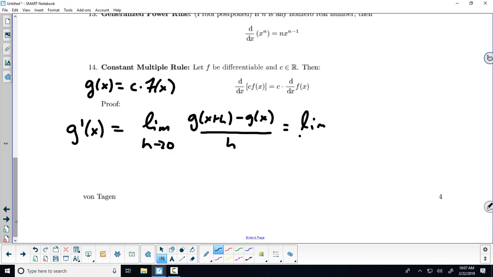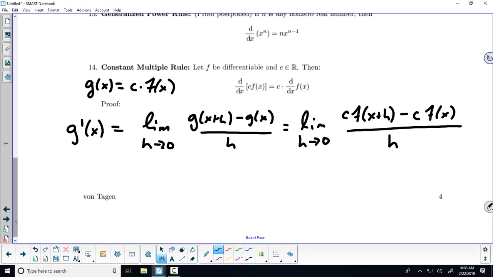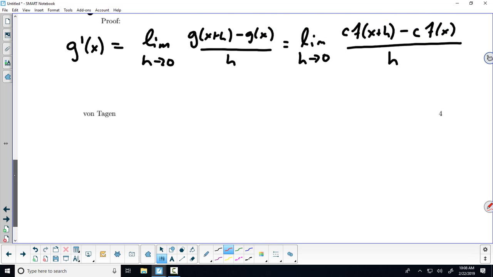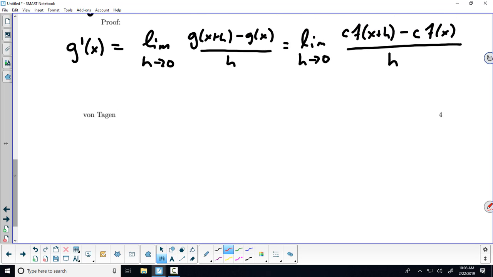So this would give us c times f of x plus h minus c times f of x all over h. Folks, this is an important skill that we're going to start using more and more. So notice that both terms in the numerator have a constant factor of c. What is my limiting variable? H. C does not depend on h because c is a constant.